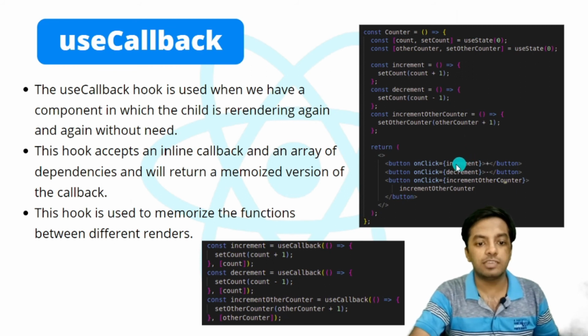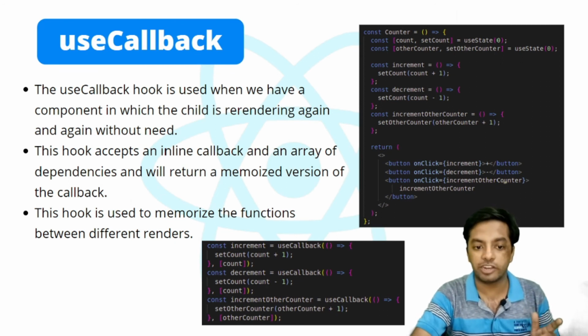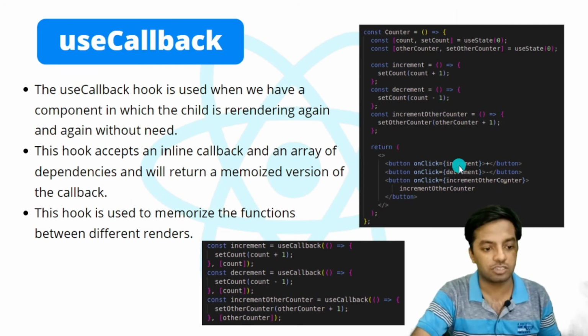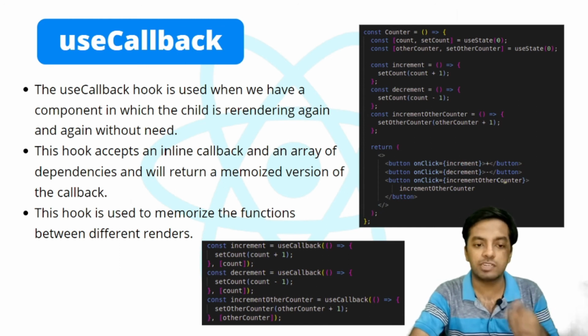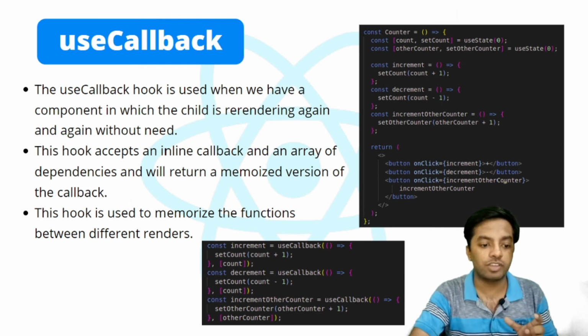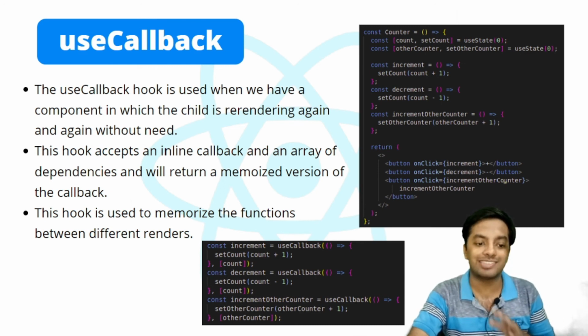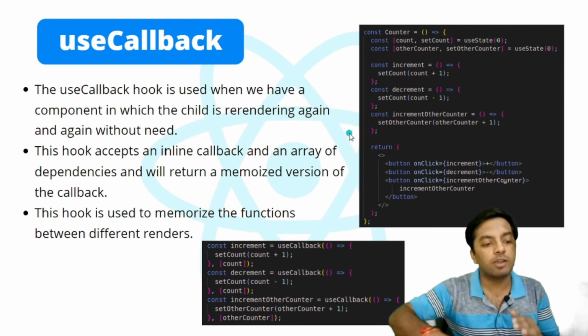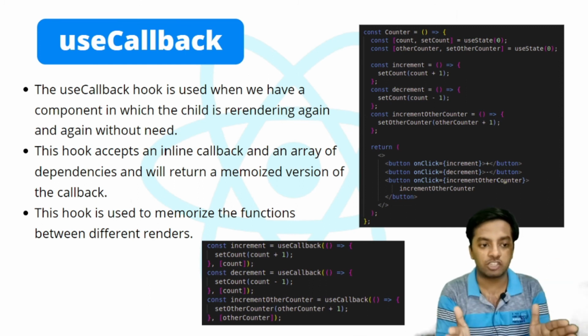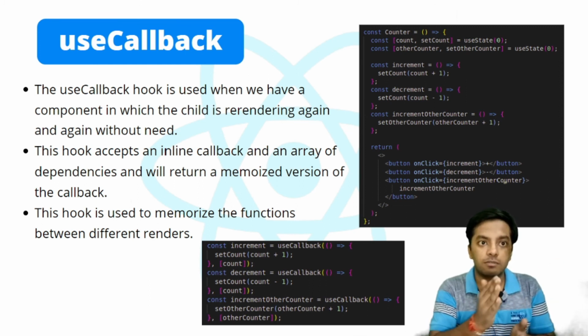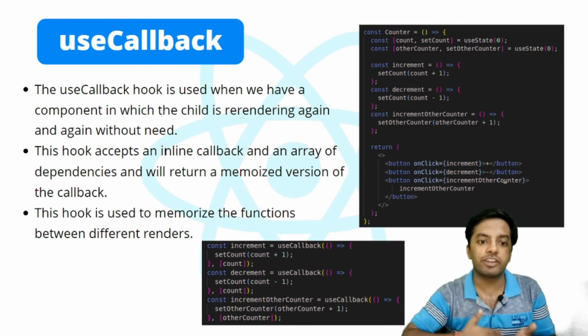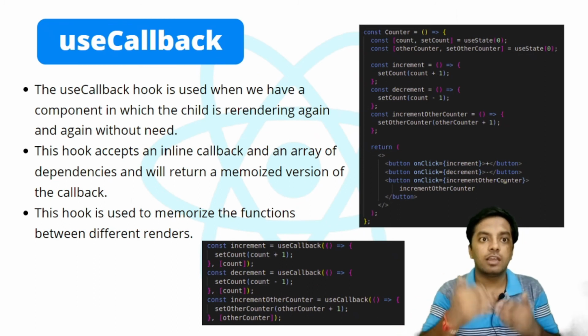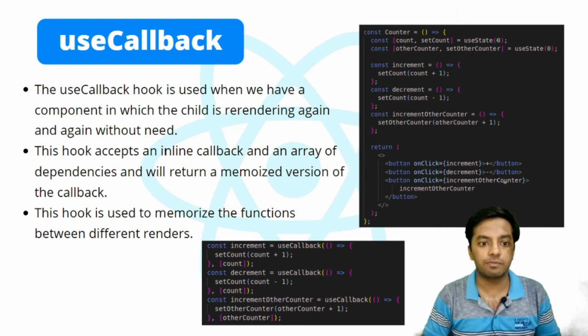Now, if we update the counter, then the third function, increment other counter, won't be re-rendered because its dependency hasn't changed. And similar goes for the other counter. If we update the other counter, then the first two functions won't be re-rendered again because the value of the count variable hasn't changed. So the first two functions won't re-render again. Okay, so this is what the useCallback hook does. It memorizes the entire function and it persists that memorized function between different renders. So this saves us a very large amount of unnecessary re-renderings.